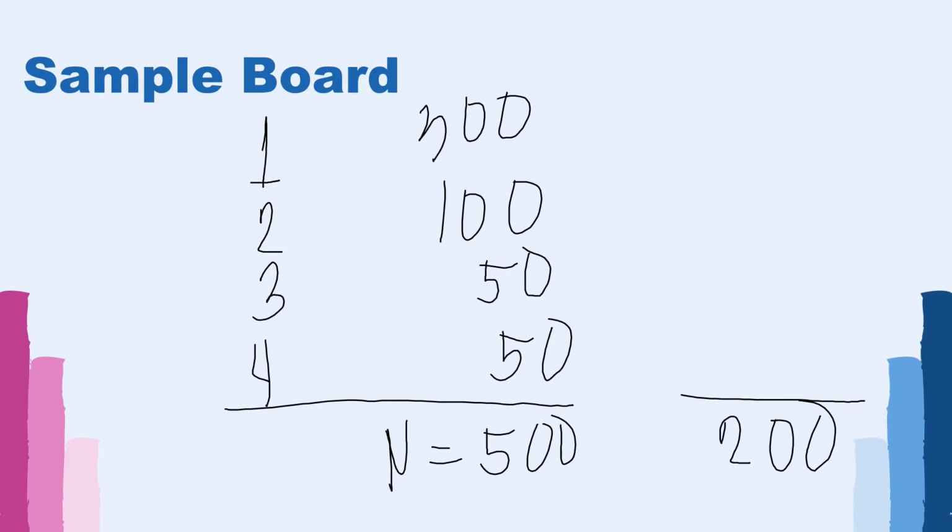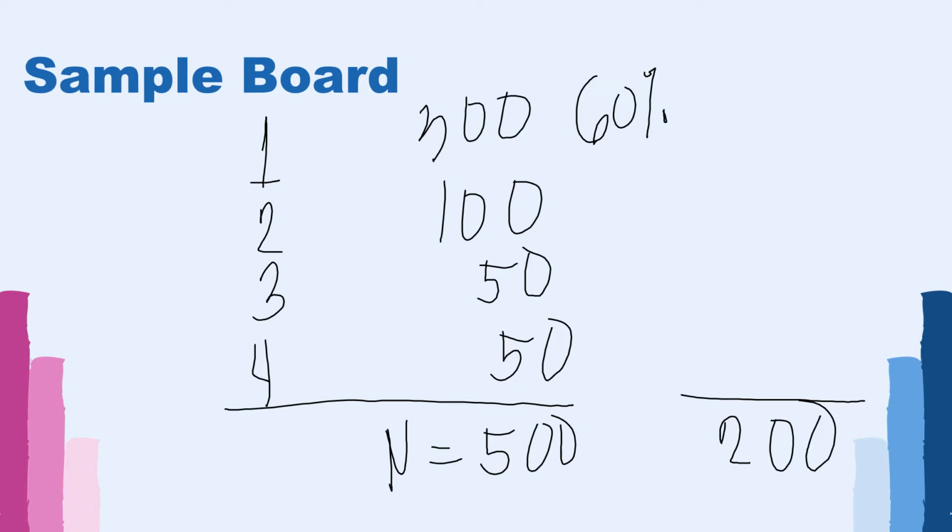So what are we going to do? We need first to determine the percentage. Now, what is the percentage? Let's have 300 divided by 500. That would give you 0.6. And then that times 100 will give you 60%. So meaning this is 60%.